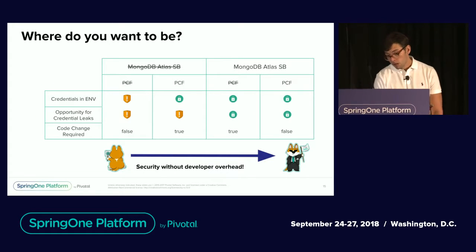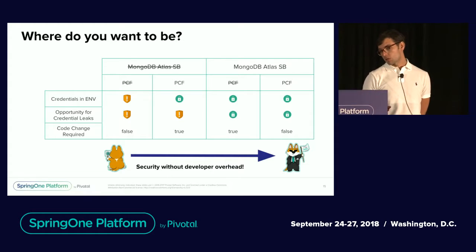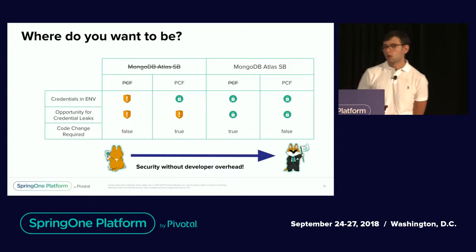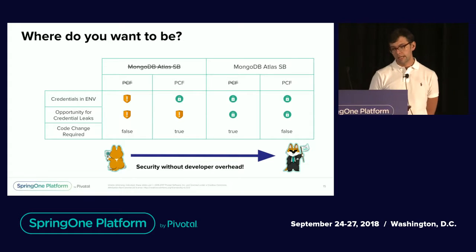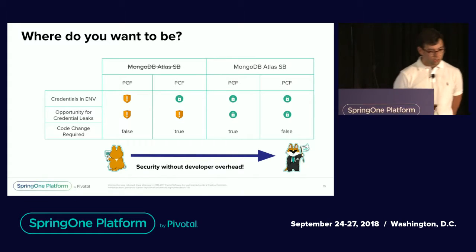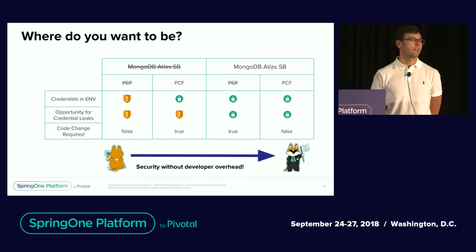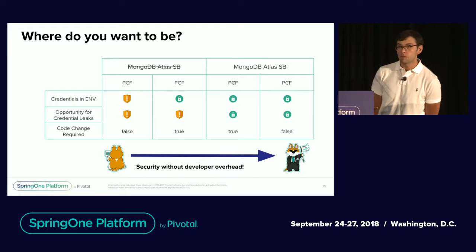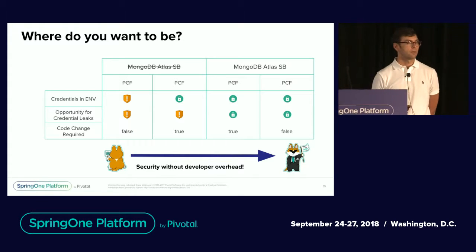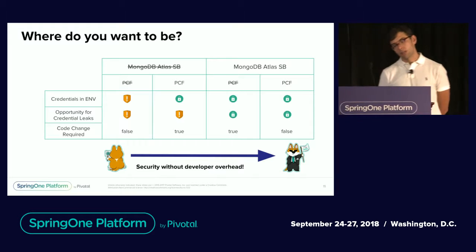So this slide might be an eye chart for you, but I think it describes overall what we're trying to do here. Where do you, as an organization and as a developer, want to be? Do you want to be secure but have to deal with interfacing with a specific client? Or do you want to be secure with just an environment variable, right? Let's walk through this a little bit.